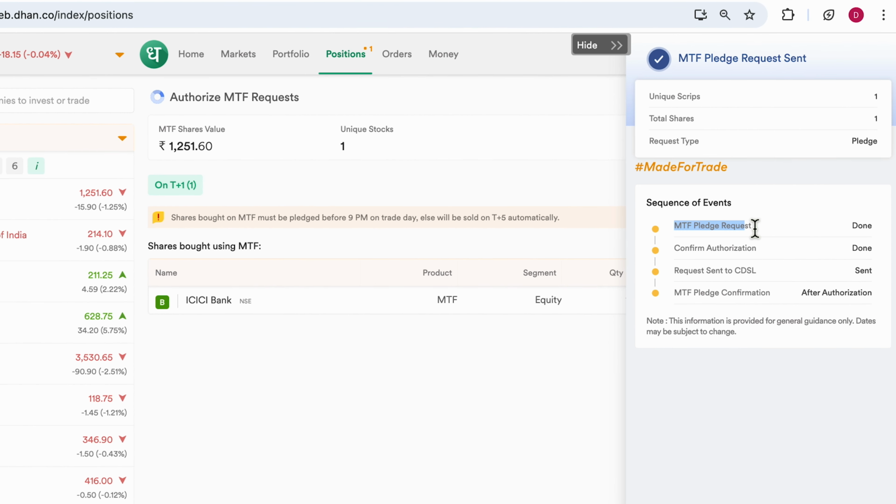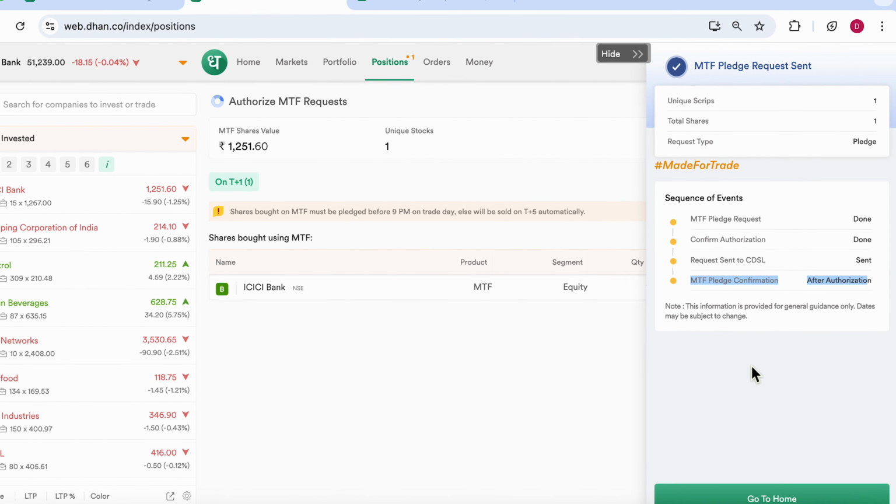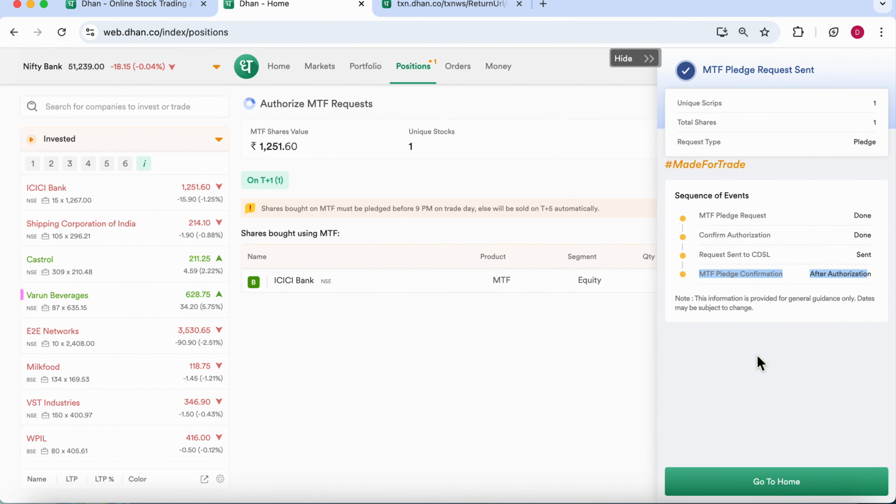You will see we have sent the pledge request, authorization has been sent, and the request to CDSL has also been sent. The confirmation is something which will be done by Dhan and CDSL between them. So that's how you use MTF on the Dhan platform, and I hope you are clear about the charges and the procedure now.